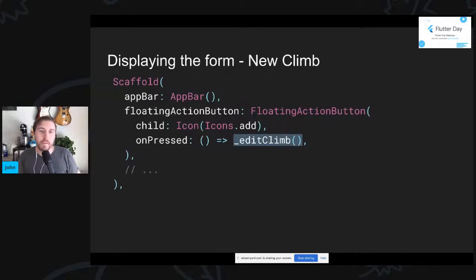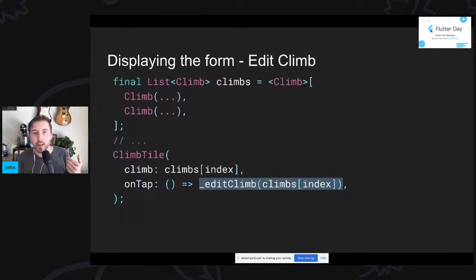Okay, so one final thing is we're going to use the same widget for when you're creating a new climb and when you're editing an existing climb. So with the floating action button, we just call edit climb with no object. That'll create a new climb. And if we tap on a climb tile from the list view, we'll call edit climb, the same method, and we'll give it an actual object that the user tapped. So we'll look up in our list of climbs that the user has defined here, we'll look up the one that they tapped, and we'll pass it to this page, this form that we're displaying.